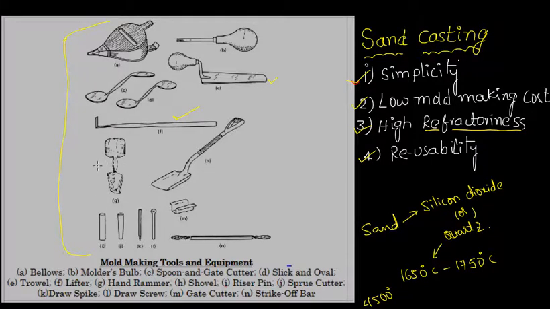And this is hand rammer to ram the sand. And this is shovel. If you know Tom and Jerry show, you surely know about shovel. Okay, always Tom is hit by shovel. And the riser pin. This is sprue cutter and this is draw spike, important tool. And then strike off bar, this is the gate cutter. Okay, these are just additional tools required to complete the casting.